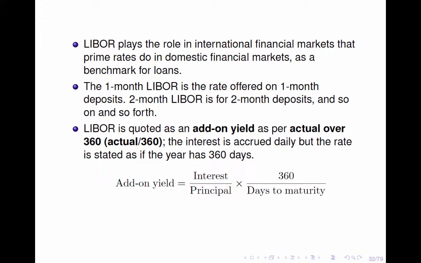LIBOR is quoted as an add-on yield as per actual over 360. The interest is accrued daily, but the rate is stated as if the year has 360 days. More precisely, the add-on yield can be calculated using the following formula.